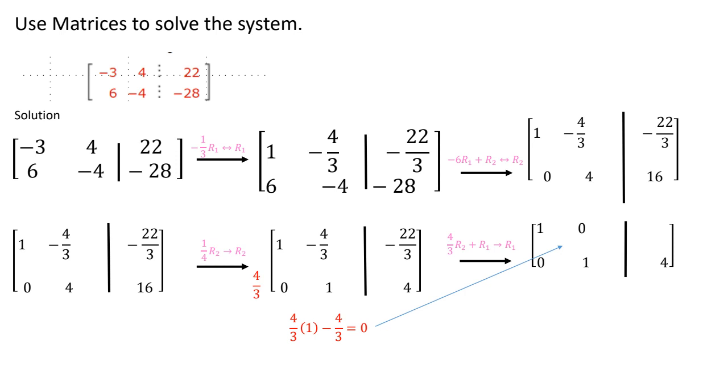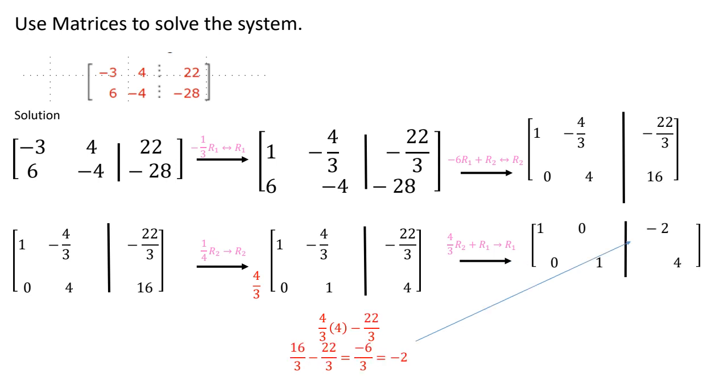Row 1, column 2. Let's do it one last time. We're going to multiply 4/3 times 4, which is going to give us 16/3 minus 22/3, which is going to be -6/3. That simplifies to a -2. -6 divided by 3 is that -2. That goes there. And we are done. So our solution here, since we have our identity matrix on the left of the equal sign, x is equal to -2, y is equal to that positive 4.